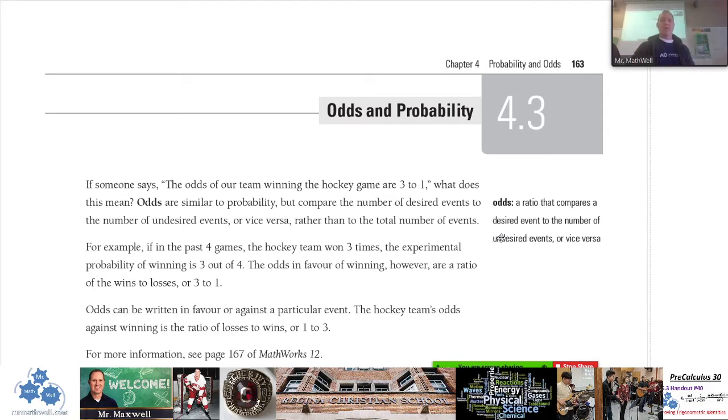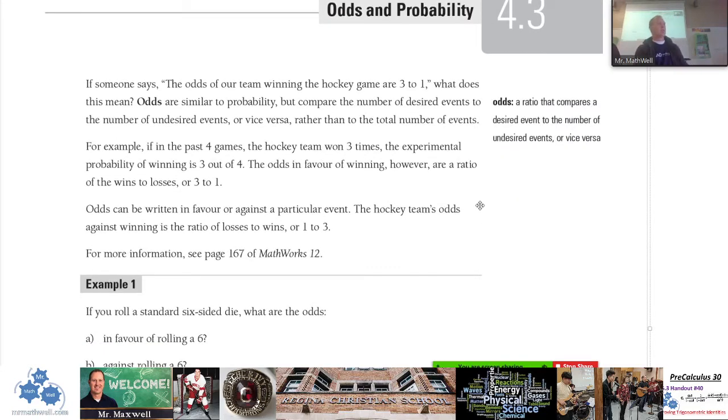Now, the other kind of odds are odds against. So what are the odds against rolling a 2? Well, that is the ratio of undesired outcomes to desired outcomes, or 5 to 1. 5 to 1. Okay? Okay, any questions about that here so far?